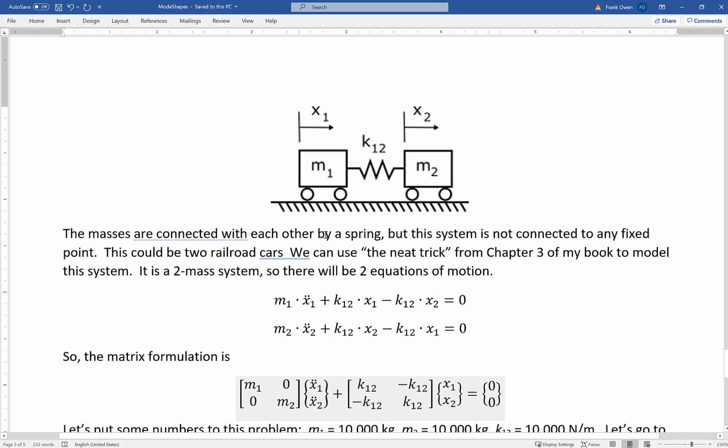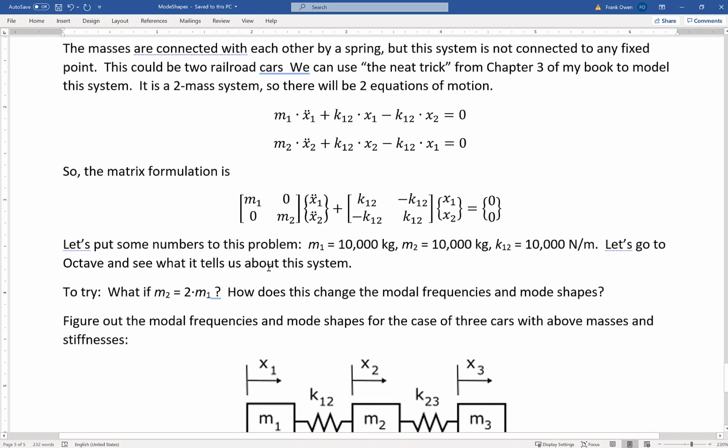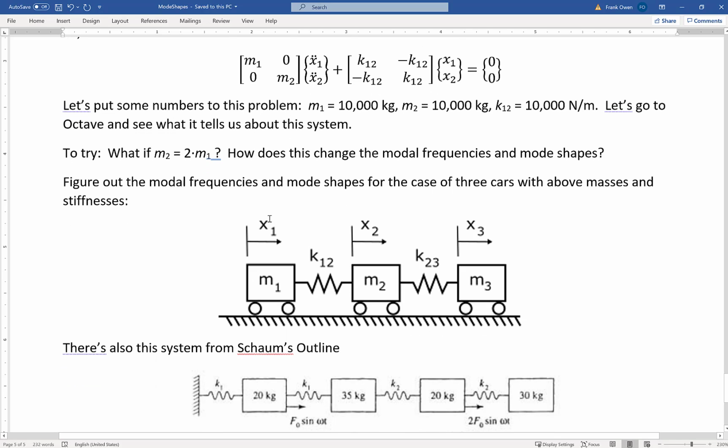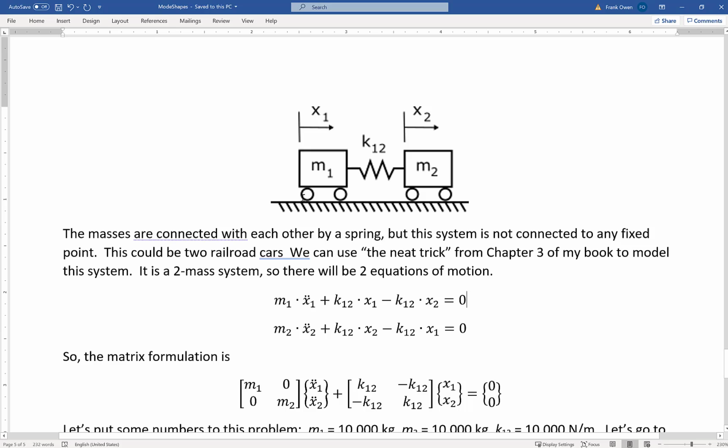So I'm going to leave it at that, and maybe I'll make a video of that, but I think I might ask my students to do that themselves first and see what they get. And then the other thing that's interesting, there's several other possibilities here. What I would argue is that with two masses, you can actually kind of guess what the mode shapes are going to be.